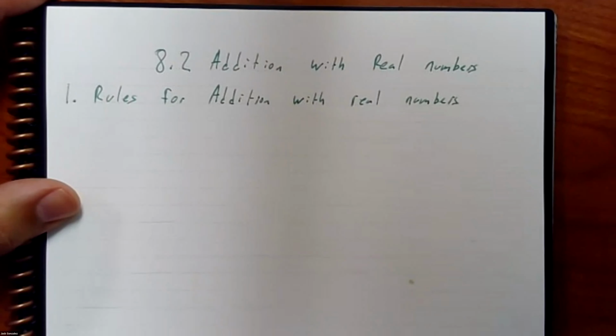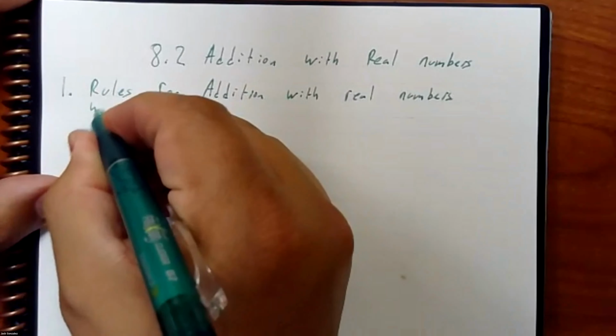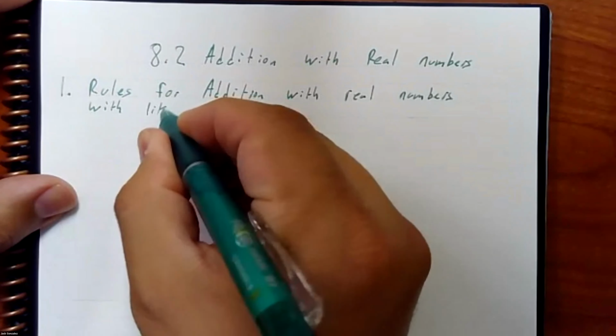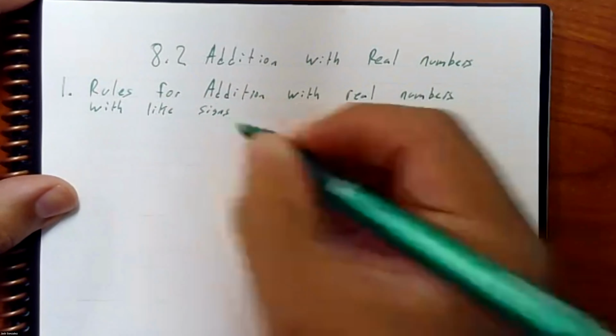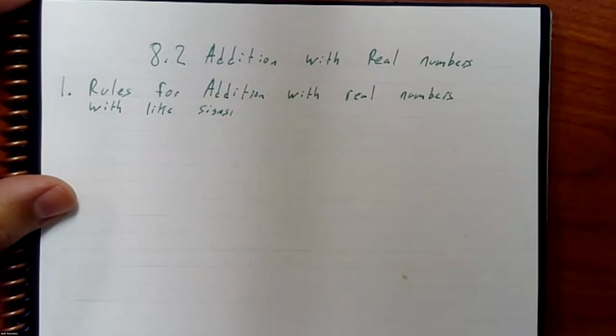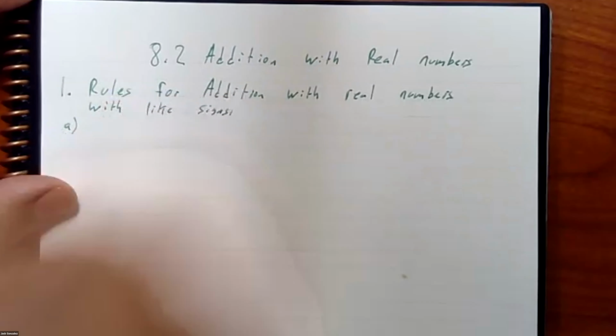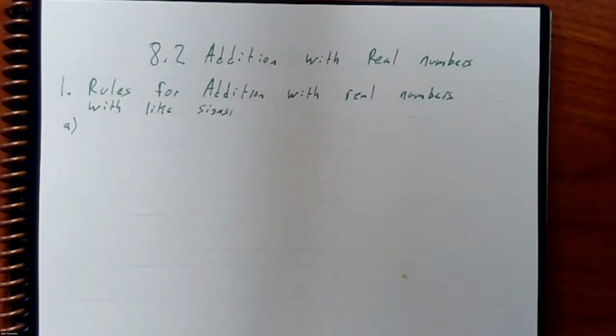So, rules for addition with real numbers with like signs. Part A. Basically, if they're the same, for example, if they're positive, 5 plus 5, we keep the absolute value, so it becomes 10. If they're negative, we take the absolute value but keep the sign, so it just becomes more negative. That makes sense? If they're the same sign, they just stay whatever they were to begin with. So it's easier if they're the same.